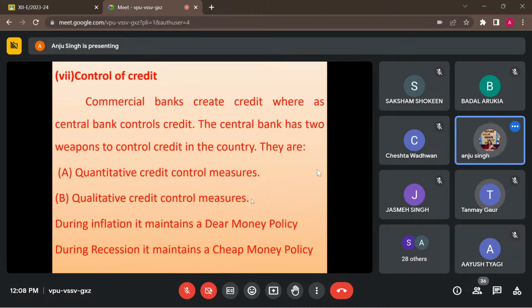Then the other tool which Cheshta mentioned was margin requirements. Now, suppose I need a loan of 20 lakh rupees for buying a car, and I approach the bank saying my car costs 20 lakh rupees and I need a loan of 20 lakh rupees. Do you think banks will give you all 20 lakhs? Will they give you all 20 lakhs?